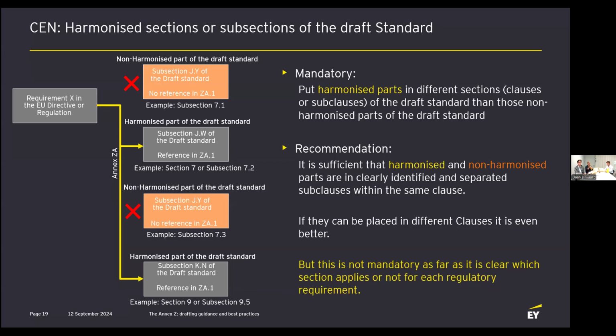So clauses, for example, 1, 2, 3, 4, 5, 6. In this case, if you want to address something that is harmonized inside section 3 and the rest is non-harmonized, please create a separation like 3.2.3, something that can really be identified in the Annex Z. If you do this, then we are giving sufficient granularity to identify which parts are harmonized and which parts are non-harmonized. Let's go to the next slide.